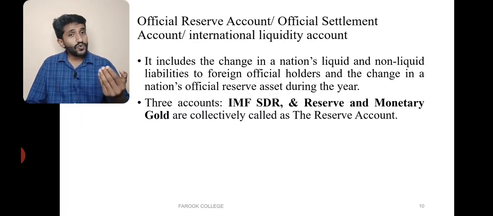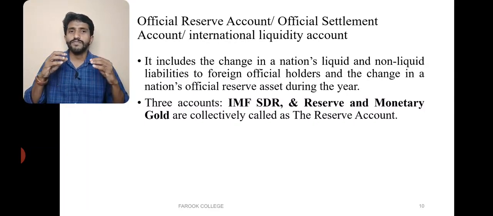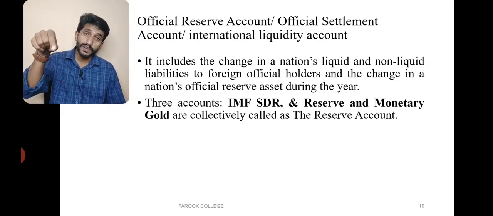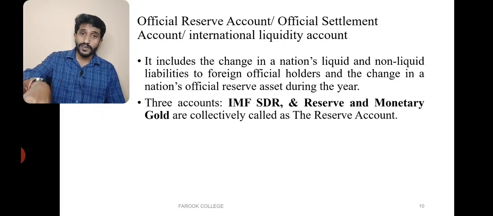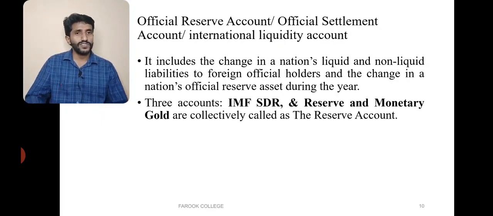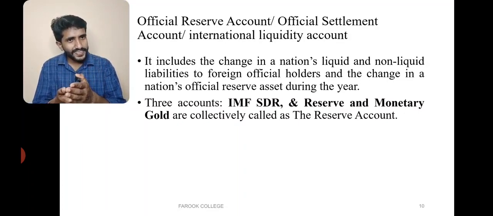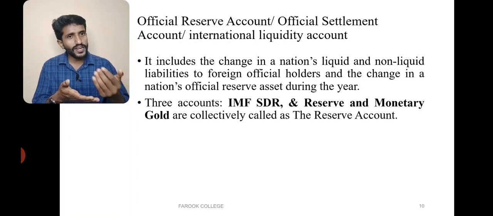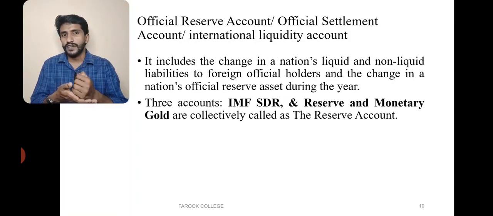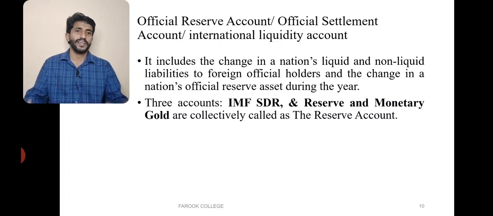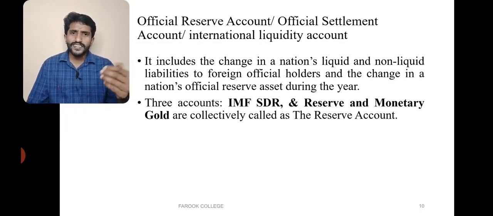Thirdly, it is also known as international liquidity account, because it is the liquidity for transaction purposes at the international level, and all countries might be having some reserves in organizations like the IMF. So this is also part of reserves. It includes the changes in nations' liquid and non-liquid liabilities to foreign official holders, and the change in the nation's reserve assets during a year. Foreign official holders means organizations like the IMF.